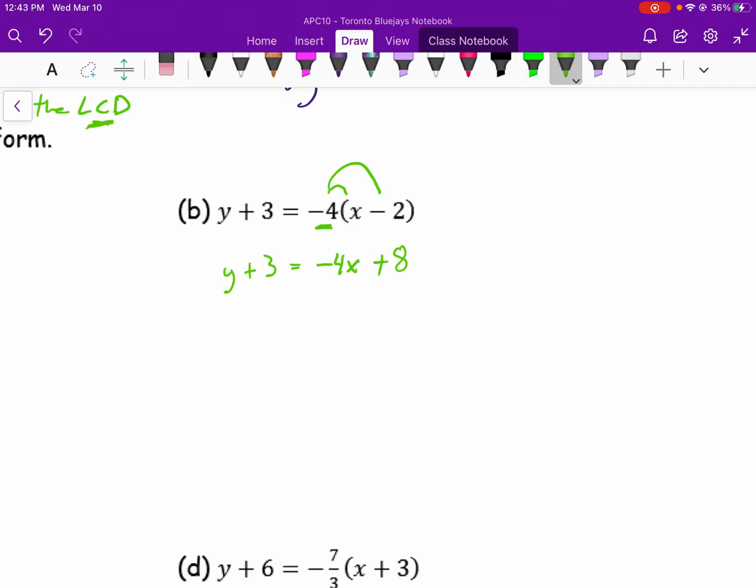Now if you notice, it's almost in general form. My coefficients are all integers, which is fabulous, but my a is negative. So I'm going to add 4x to both sides, and I'm going to subtract 8 from both sides. The reason I'm doing that is that if I move 4x to the other side, it becomes positive. There we have it. So I have 4x plus y minus 5 is equal to 0. That's really good.